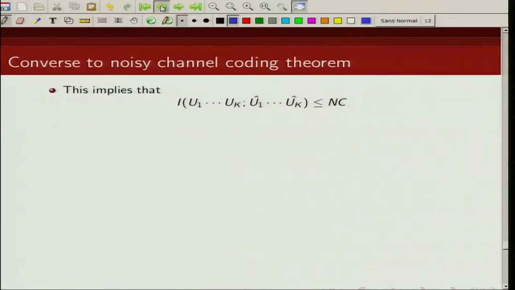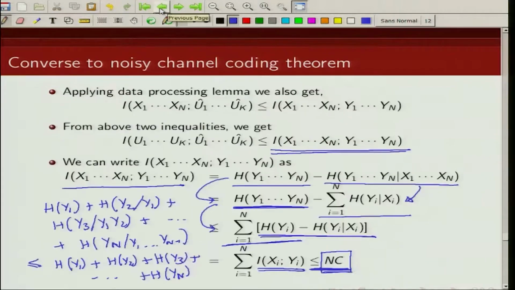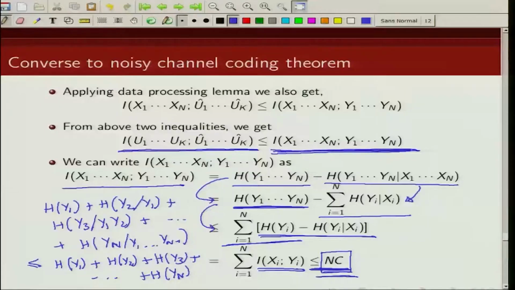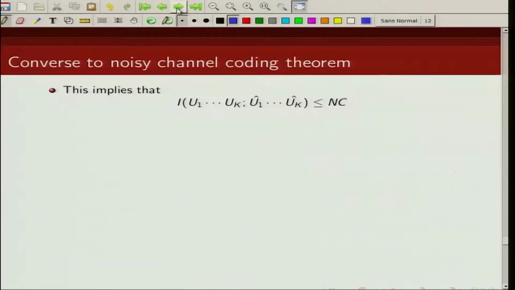Next, now we know that from the data processing lemma, this quantity is less than this quantity, and this is less than n times C. So, mutual information between u1, u2, ..., uk and u1 hat, u2 hat, ..., uk hat will be less than or equal to n times C. So, combining these results we get this.